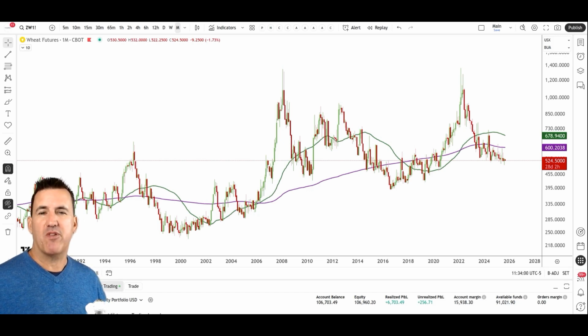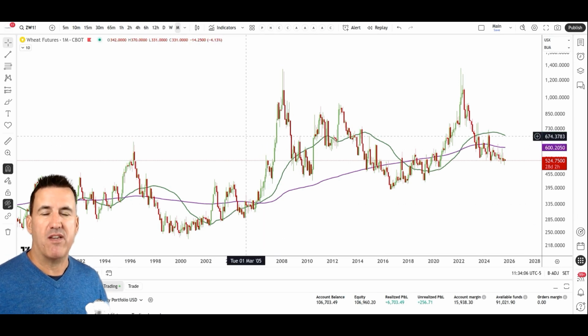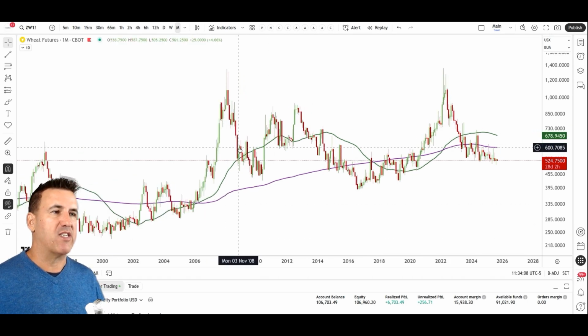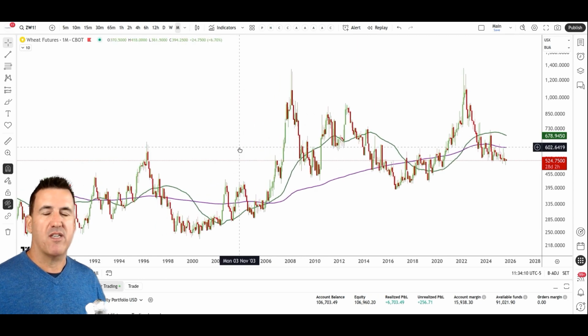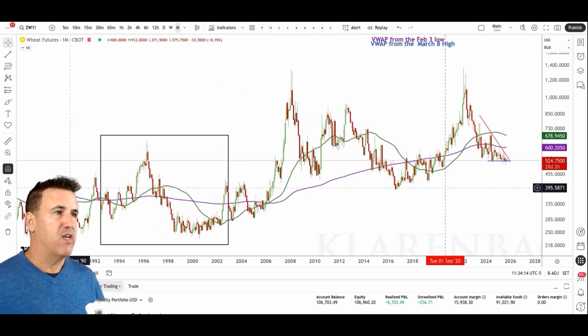Today is September the 2nd, 2025. Let's take a look at Chicago wheat futures. This is the monthly continuous chart. Each candle represents a 1-month time frame. I want to show you something interesting here.